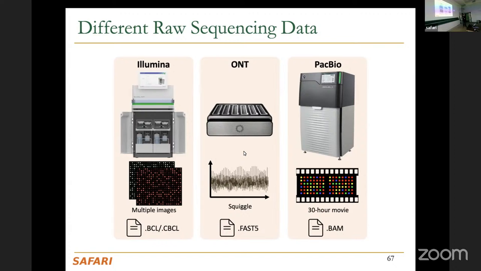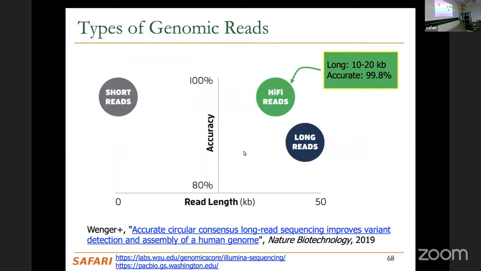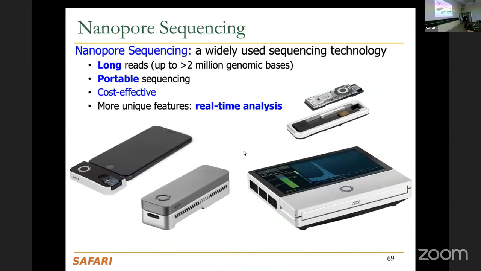And so, as I said, different machines generate different types of sequencing data based on how they work, right? And of course, they have different trade-offs depending on how long the reads are. The length of the reads changes depending on technology, and also how accurate they are. They can be inaccurate, again, depending on the technology. So I'll quickly show how nanopore sequencing works, so that you can have a basic understanding of how this biological data is transformed into the digital form of it. As I said, nanopore sequencing is one of the commonly used sequencing technologies out there. It can produce relatively large fragments of DNA, up to 2 million genomic bases. And there are some unique features to it. For example, it enables real-time analysis as well as being portable.